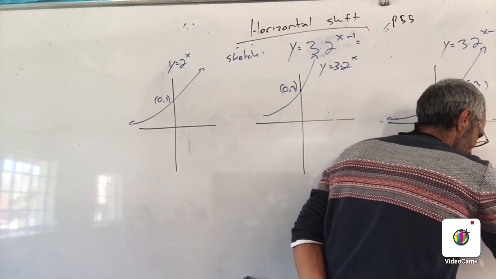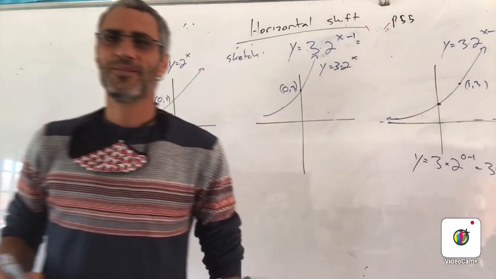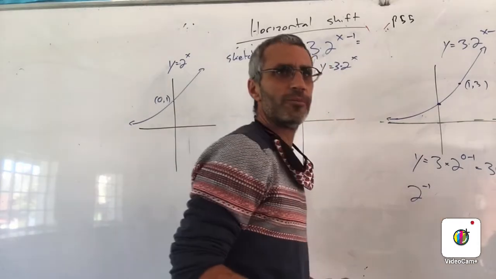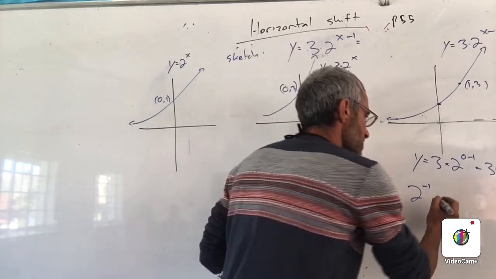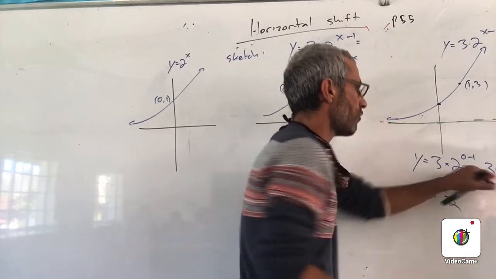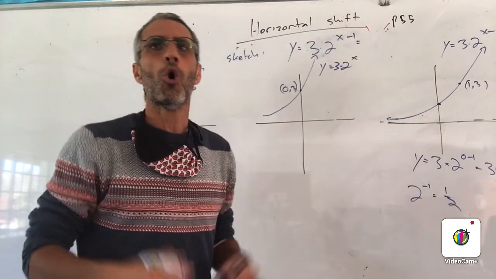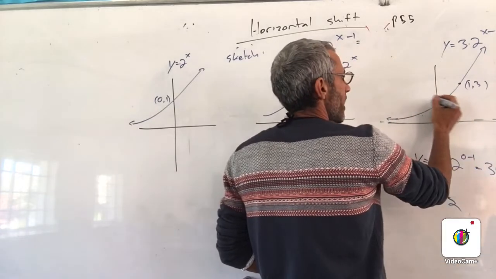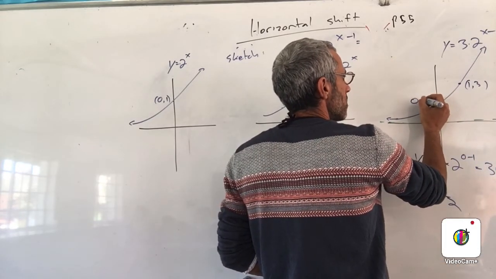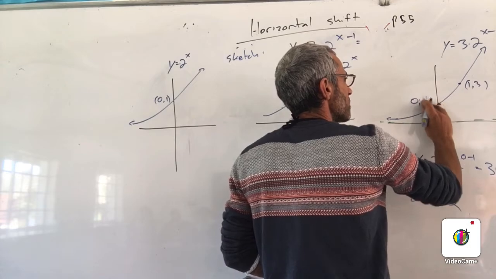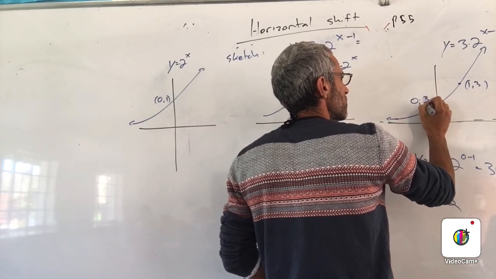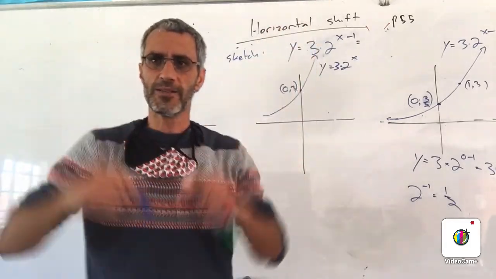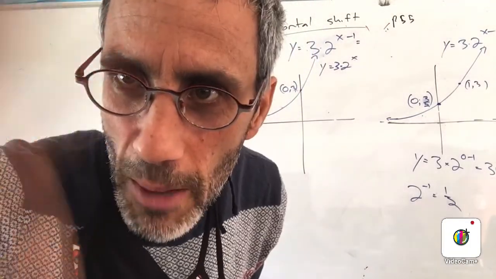Okay. 2 to the power minus 1, reminding you from grade 9 or grade 10, that's half. So 3 times half is 3 halves, or 1.5. So here it's going to be 0, 1.5, or 3 over 2. Let's write 3 over 2, it's nicer than 1.5. Okay, then we're done. Let's work. Cheerios, bye-bye.